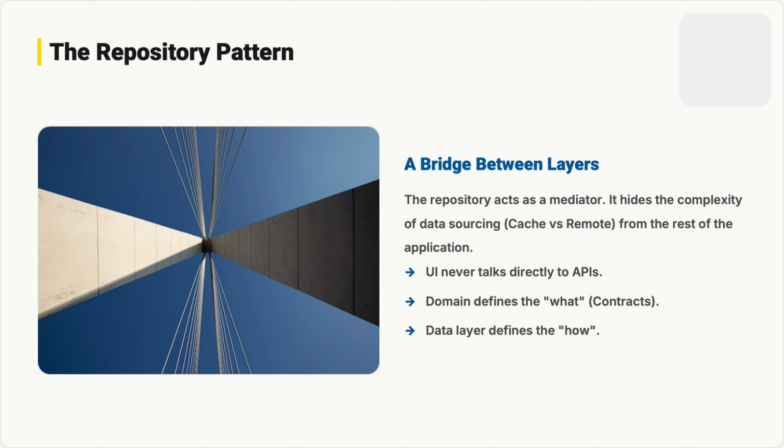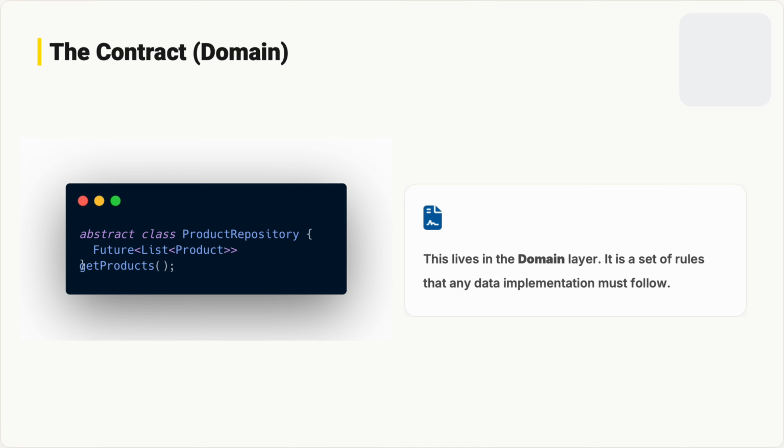The repository pattern abstracts the data sources. The UI layer never talks directly to APIs or databases. The domain layer defines contracts and the data layer implements them. This ensures flexibility and makes your code more maintainable. The repository contract lives in the domain layer. It defines what data is available and how it can be accessed. The data layer will implement this interface and handle the actual API calls or local database queries.